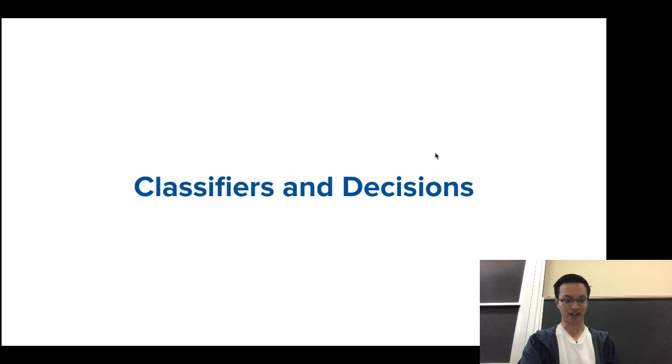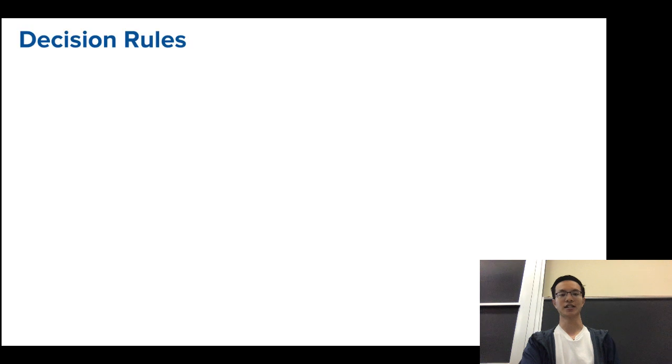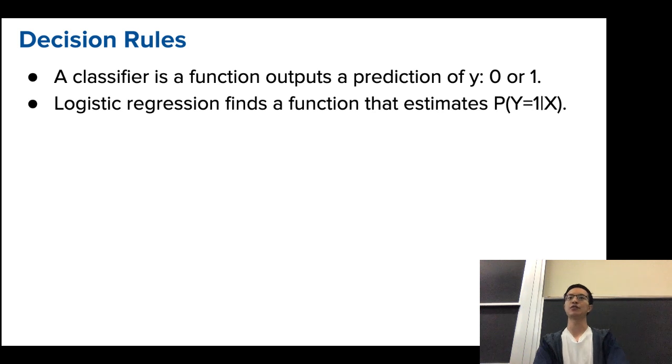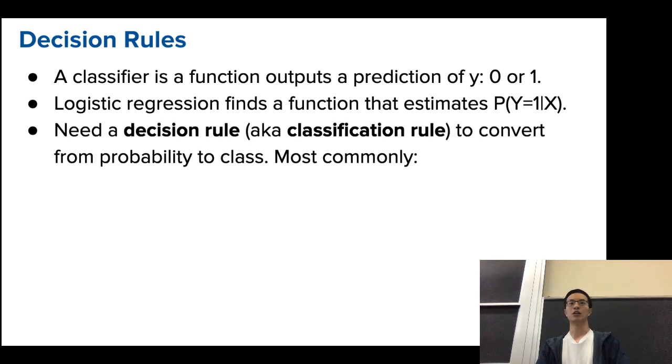All right, so let's talk about classifiers and decisions. Yesterday we talked about how classifiers output 0 or 1, or one of a certain number of classes. And in logistic regression, the model makes a prediction about a probability, right? It makes a numeric prediction between 0 and 1. And so what we do is we say that the decision rule for the classifier is how we convert from the probability to a class.